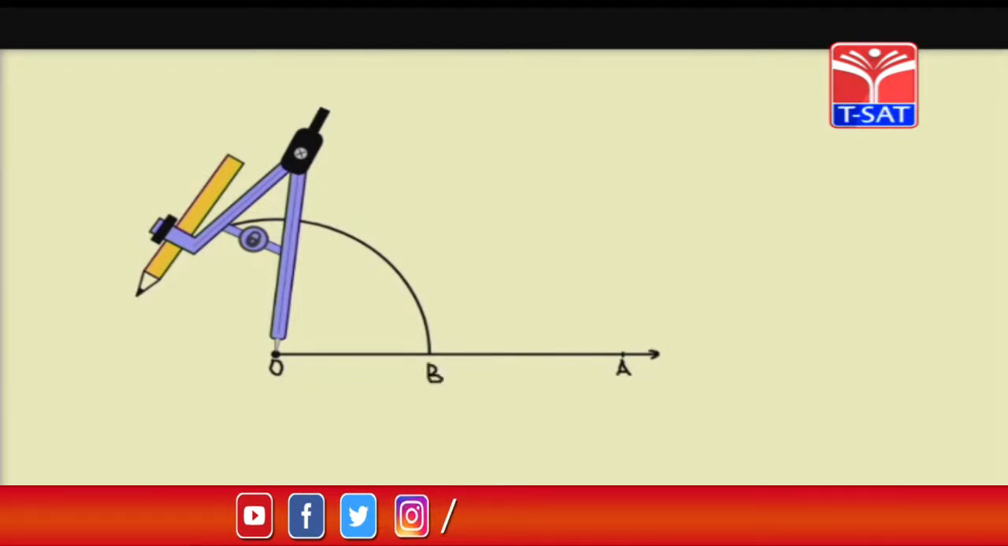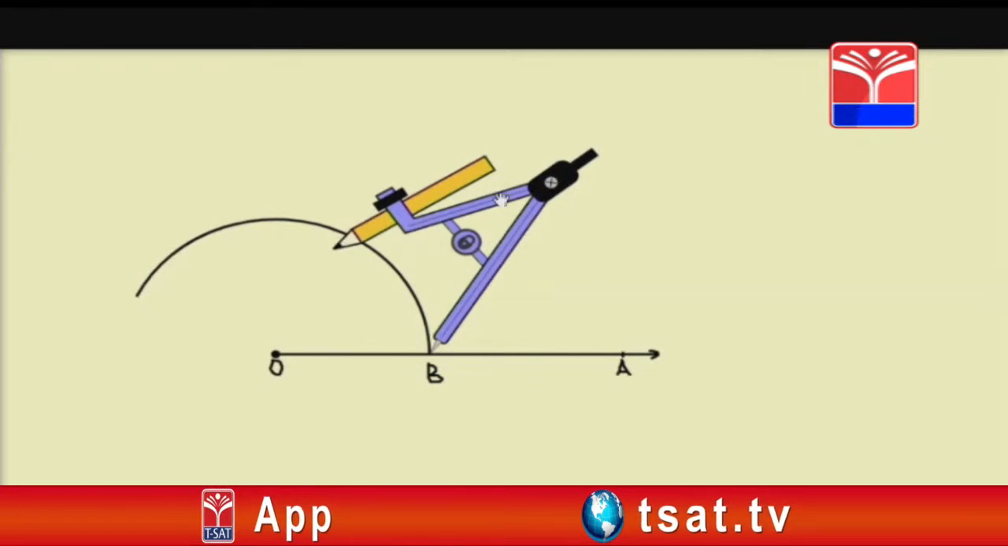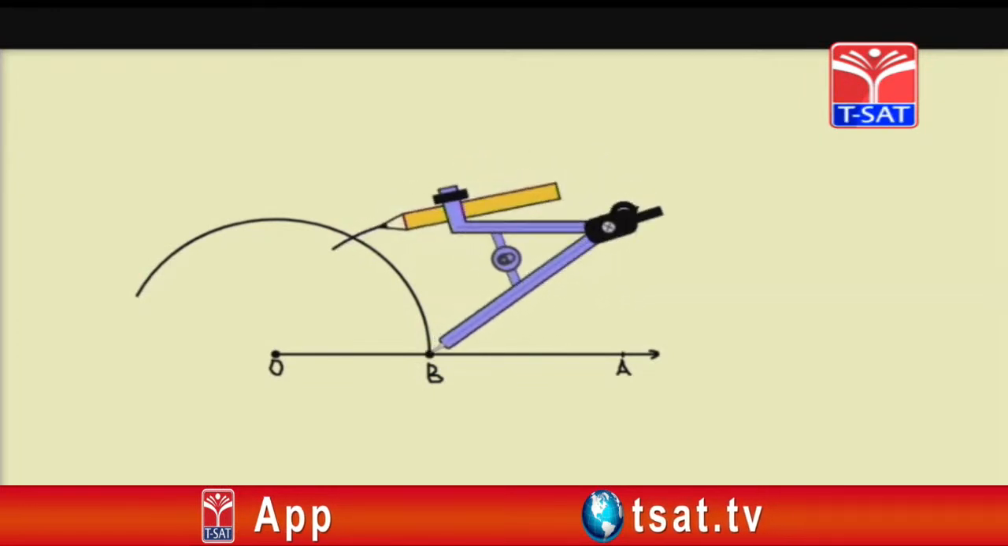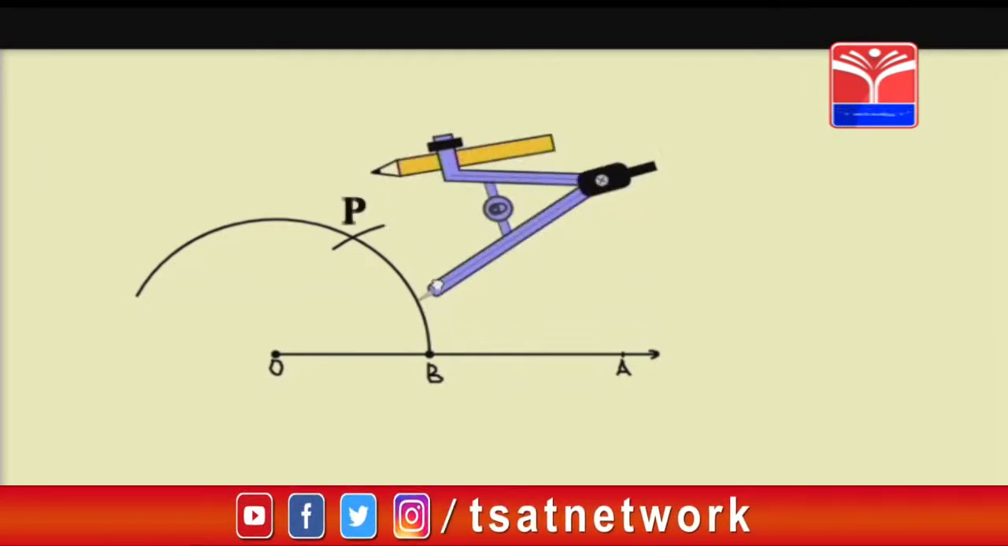So, in the same way we are going to draw a bigger arc and mark the point of intersection of arc and ray as B. Now, place the compass at point B with the same radius, draw an arc on the previous arc. So, both are going to intersect. Now, mark the point of intersection as P.